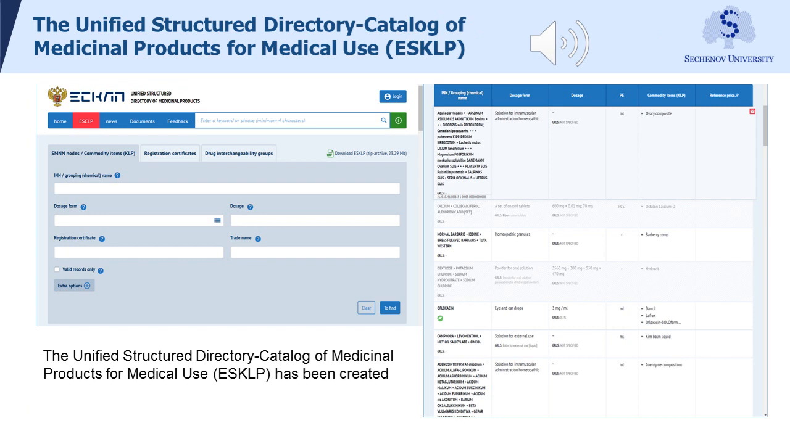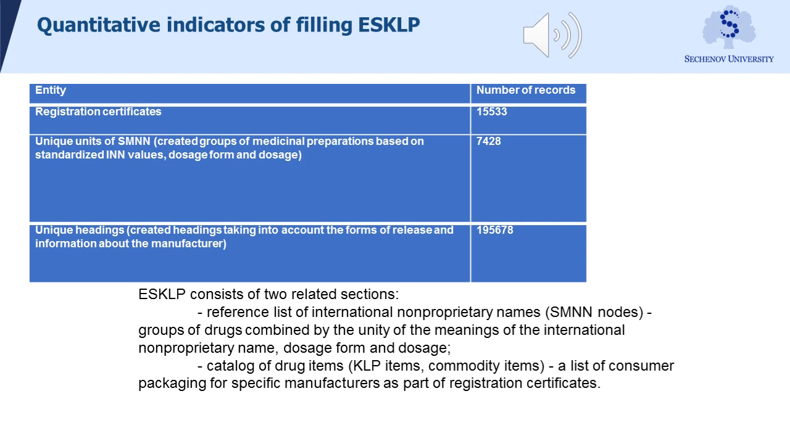According to these standards in Russian Federation, we have created the unified structured directory catalog of medical products for medical use, and it contains all the data we described earlier about each medicine on our market. This catalog consists of two related sections: a reference list of international non-proprietary names, groups of drugs combined by the unity of the international non-proprietary name, dosage form, and dosage.